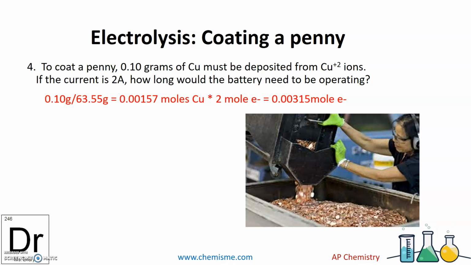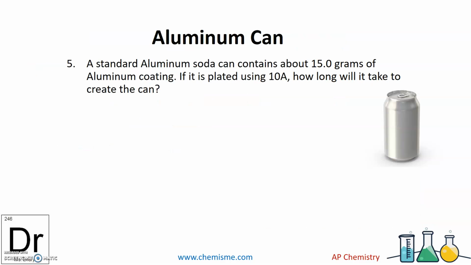Again, Faraday's constant is really important. That will change us from moles of electrons to coulombs. So if I multiply by 96,500 coulombs for every mole, I get 304 coulombs. Now I can use my CATS rule. 304 coulombs is the amperage times the time. I know my amperage is 2, so I'm just dividing by 2 to get the time. I got 152 seconds. So just under 3 minutes, and I'll have my copper deposited on my penny.